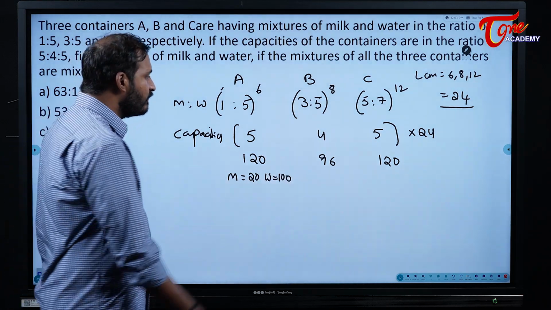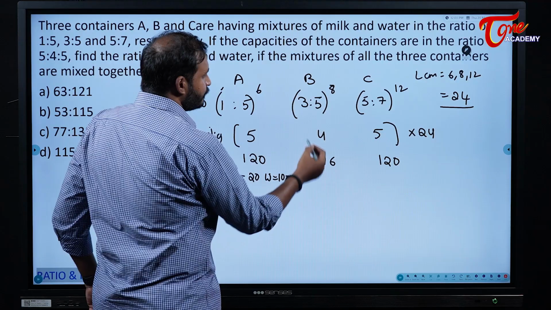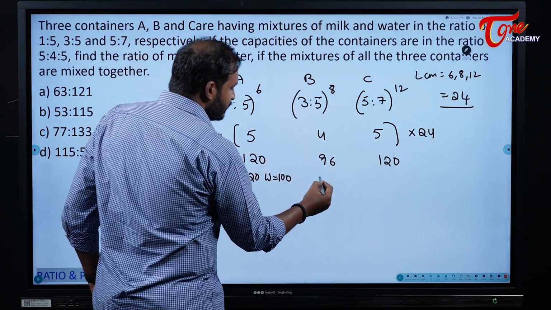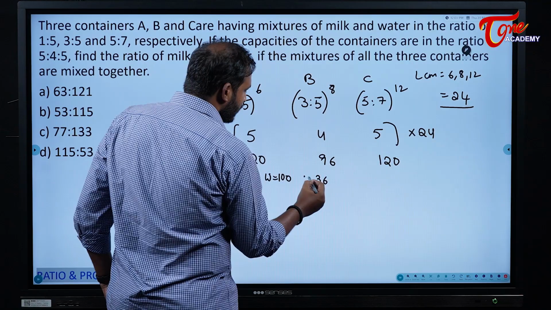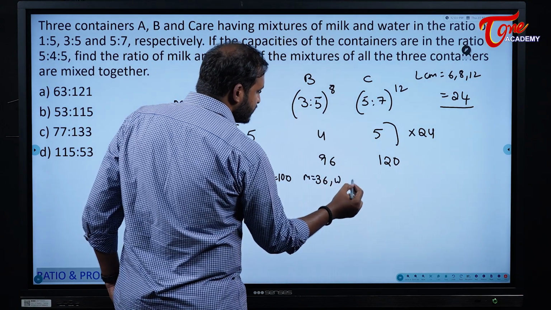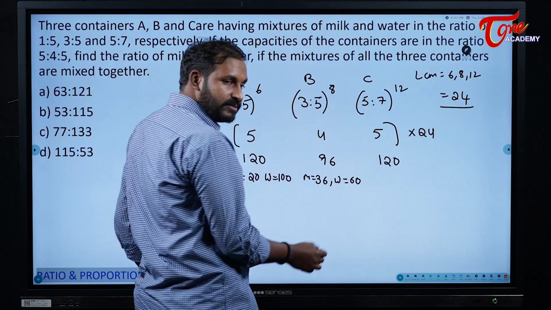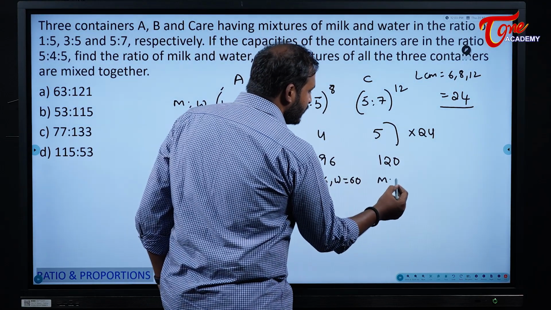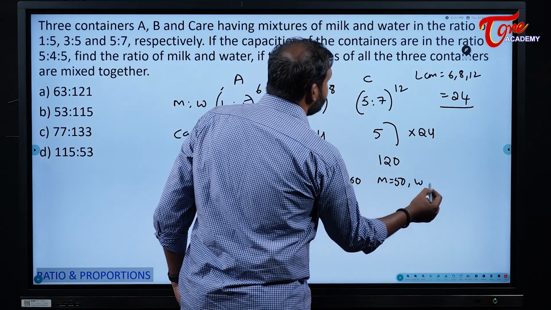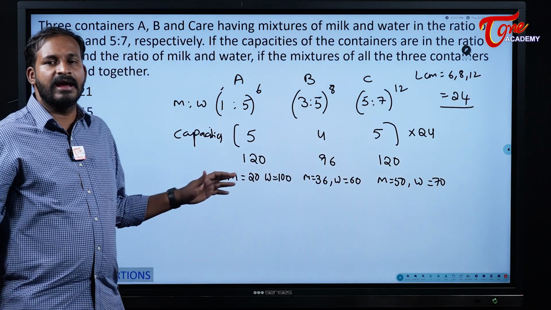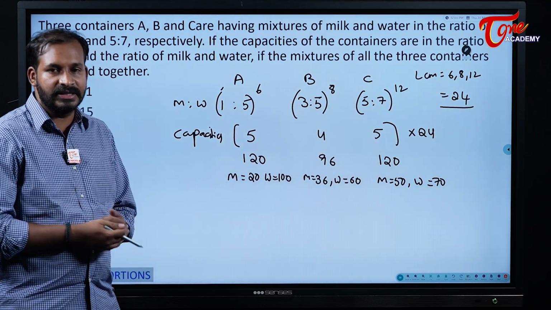Now in this case, what will be milk and water here? Total 8 parts means each part will become 12. So milk will become 36 and water becomes 60. And similarly here, total 12 means each part becomes 10. So milk becomes 50 and water becomes 70. Now easily I can add all these things. Now all of them were mixed together.